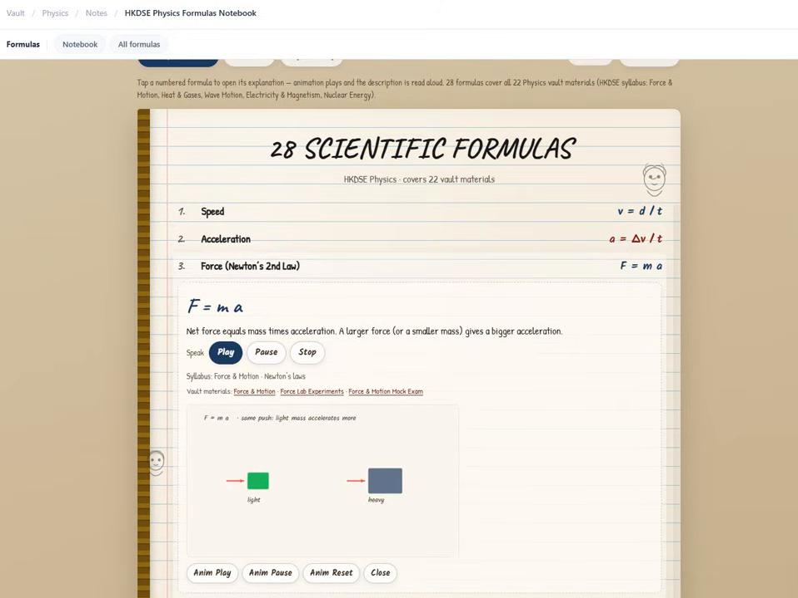Force, Newton's second law. F equals ma. Net force equals mass times acceleration. A larger force, or a smaller mass, gives a bigger acceleration. Same push, light mass moves farther. Force equals mass times acceleration.